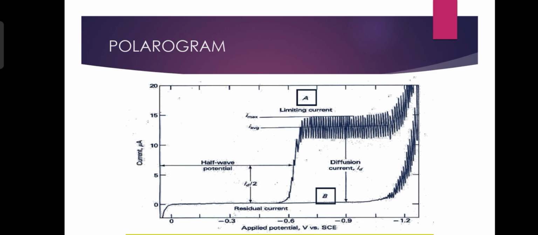And after some time, ions flow towards the dropping mercury drop, and there is the formation of a high amount of current, that is our diffusion current. After some time the current is limited, which is the limiting current. The middle part of the limiting current is our I average, and the total is our limiting current, and the supporting electrolyte is used to separate the electrolyte.